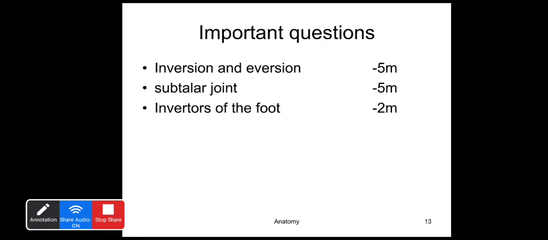These are the questions expected from the inversion and eversion movements. Of course, these movements are important short notes, sometimes for 5 marks. What is inversion? What is eversion? And the muscles responsible for the movements. The subtalar joint is sometimes an important short note. The inverters of the foot is a short note, where they expect the tibialis anterior, assisted by the other muscles assisting the inversion movement.